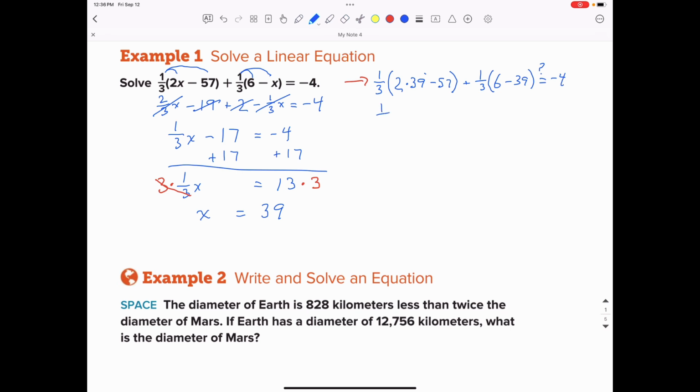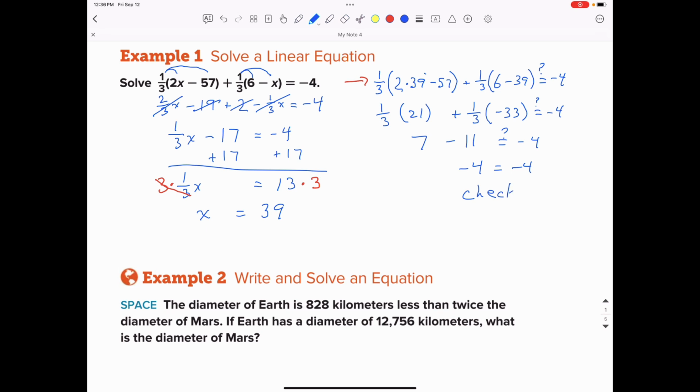You do what's in parentheses first. So 2 times 39 is 78, and 78 minus 57 is 21, plus 1/3. 6 minus 39 is -33, and does that really equal -4? 1/3 times 21 is 7, and 1/3 times -33 is -11, and does that really equal -4? And 7 minus 11 does equal -4, so this does check out.